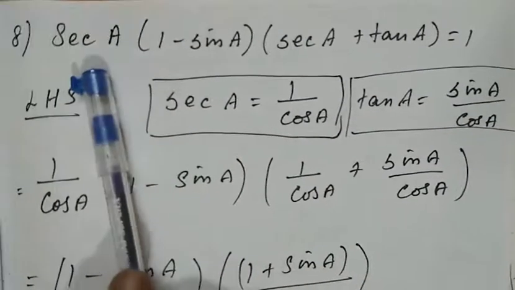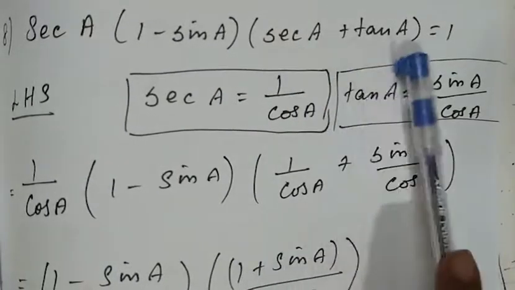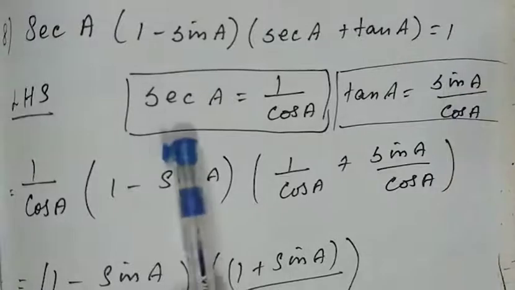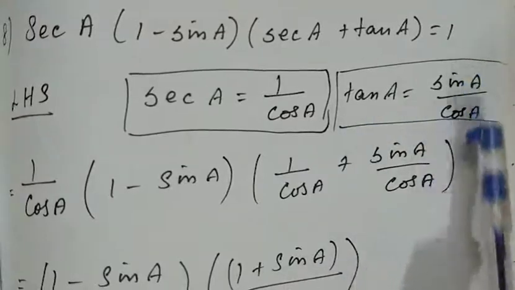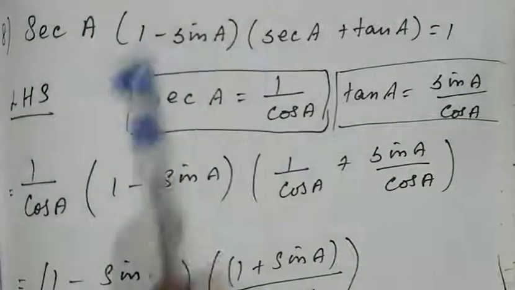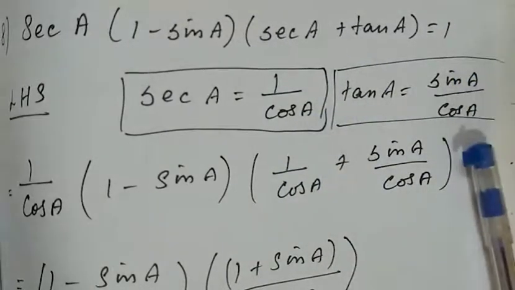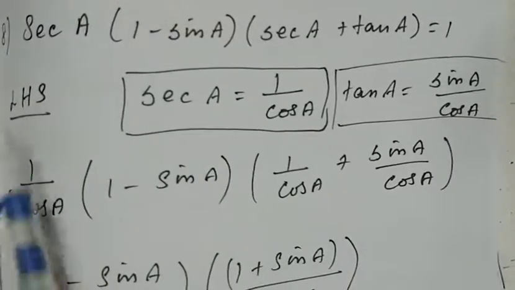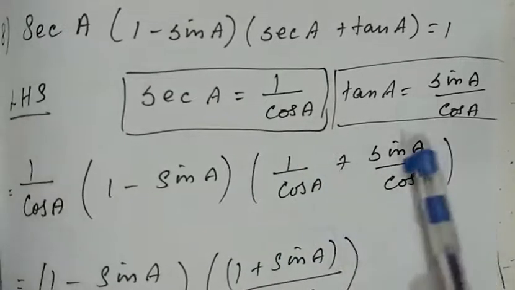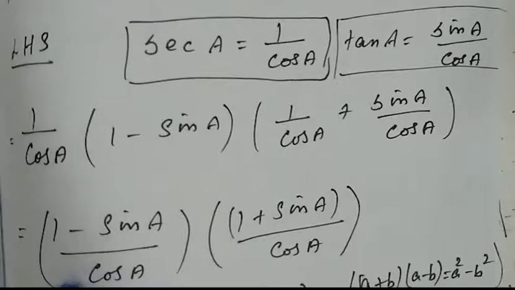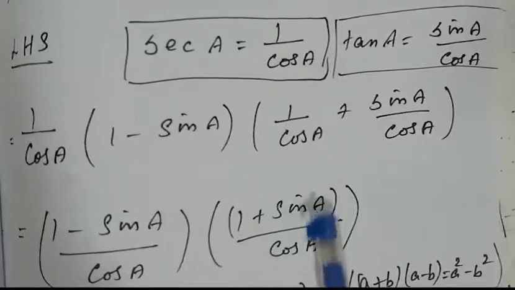Eighth sum. Secant A into 1 minus sin A into secant A plus tan A is equal to 1. You know, secant A is equal to 1 upon cos A. Tan A is equal to sin A upon cos A. So, in the place of secant A, write 1 upon cos A, and in the place of tan A, write sin A upon cos A. So, take left hand side. 1 upon cos A into 1 minus sin A into 1 upon cos A plus sin A upon cos A. Next, 1 minus sin A upon cos A into 1 plus sin A upon cos A.